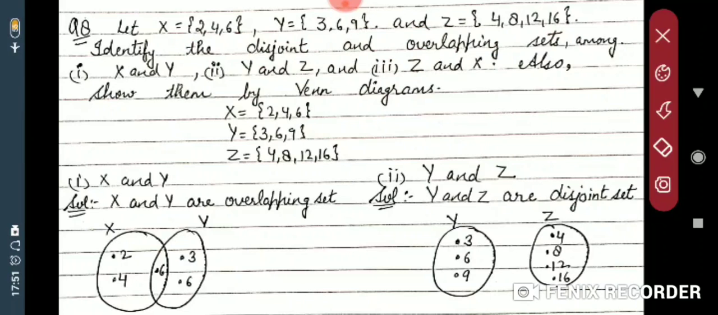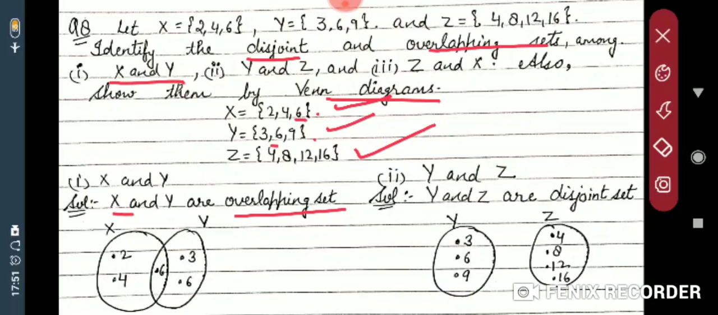Now you have to identify the disjoint and overlapping set with the help of Venn diagram. So what are the elements of X, or we can say the members of X? 2, 4, 6, then Y 3, 6, 9, then Z 4, 8, 12, 16. So X and Y. First 6 is common, so one element is common, yes or no? 6 is present here in X also and here in Y also. So X and Y are overlapping set because one element is common.